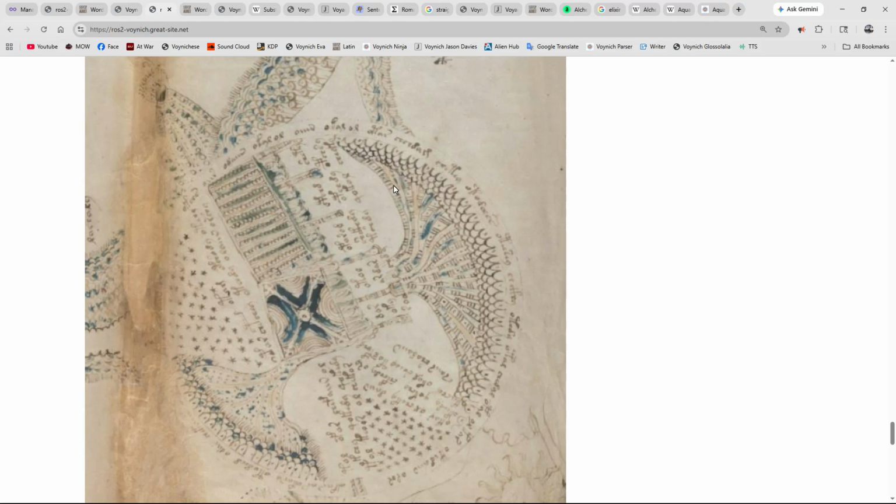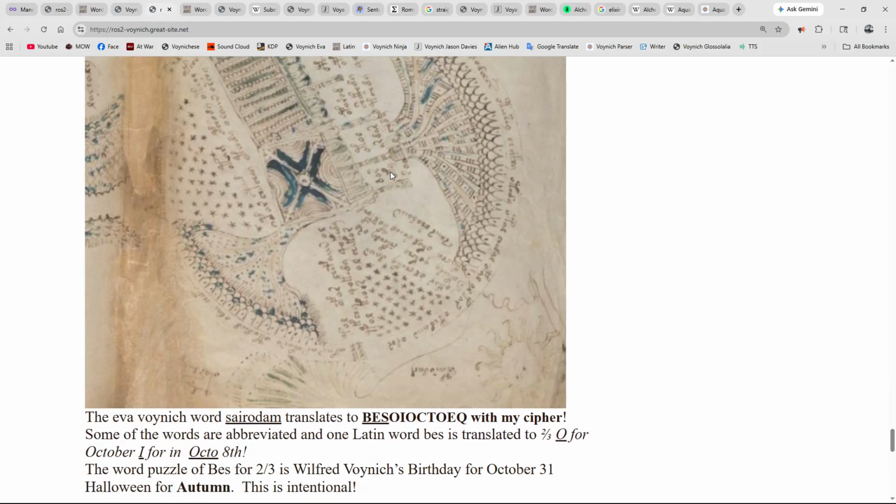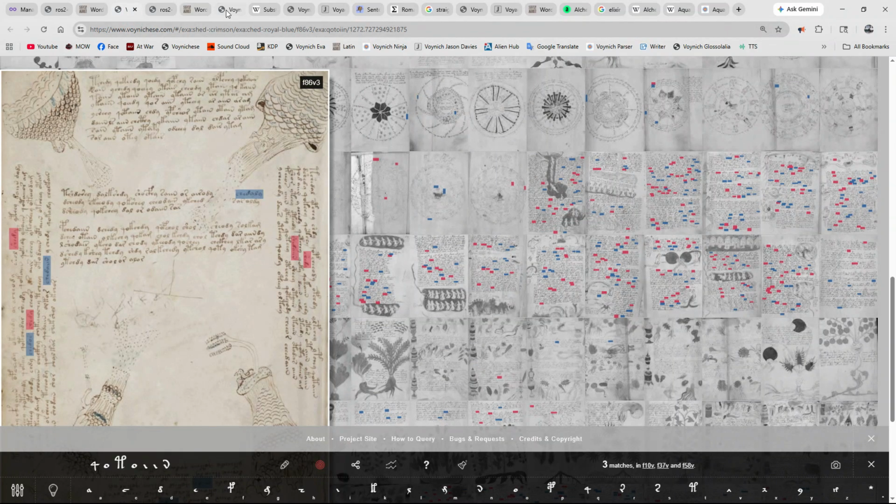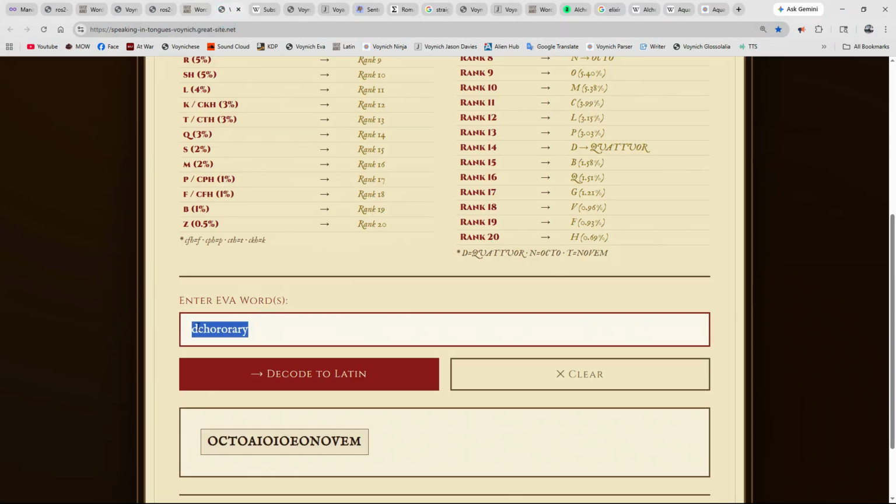Now this is the whole Wilfred connection, if you're still with me. And it seems that people have a low attention span, right? Not everybody. The Eva Voynich word Saradam translates to best. Now focus on best while I decode this for you. Go to Saradam. There's best.